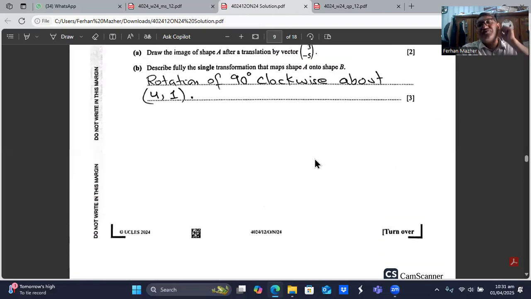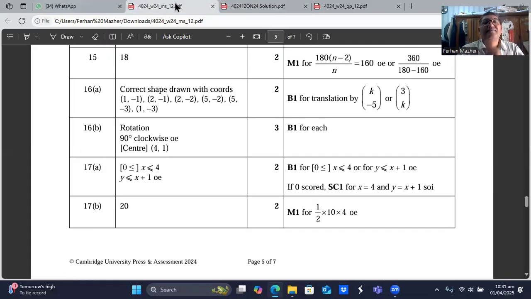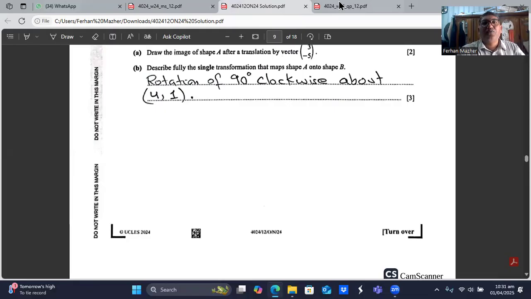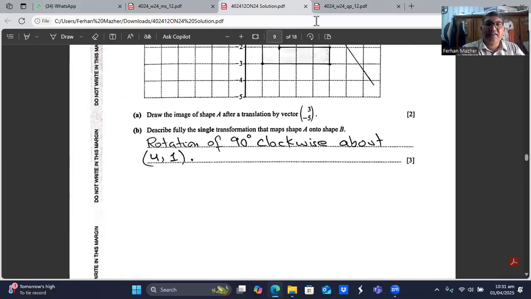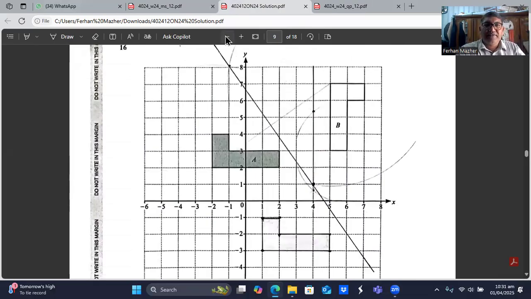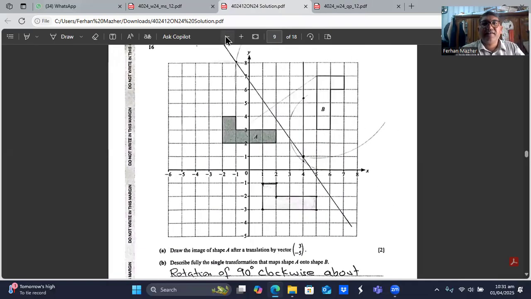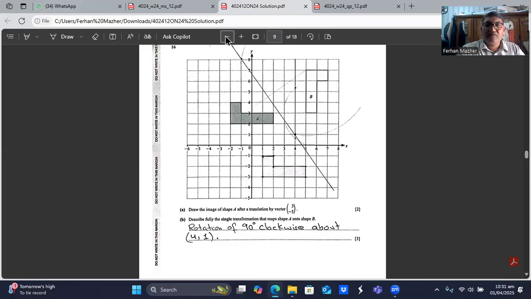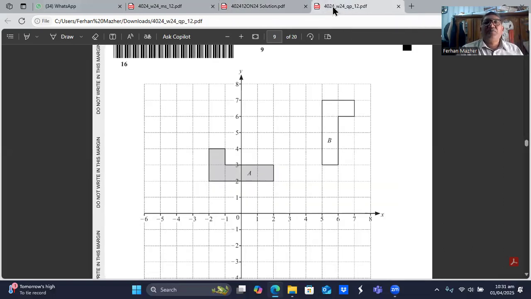So let me show you. Rotation of 90 degrees clockwise about the 4, 1. Okay, that's the answer, sir. I hope you understand. Let me show you once again the whole of the diagram. Let me reduce the size so you can see the whole thing. So this is how question number 16 is done. You can pause, you can take your time.